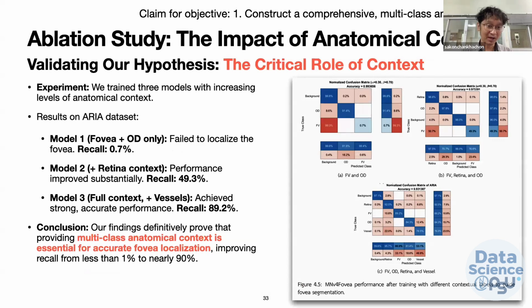To validate our hypothesis about the importance of anatomical context, we conduct an ablation study. We train 3 models with increasing levels of anatomical information. The first model, trained only on the fovea and optic disc, completely failed to localize the fovea. When we added the retina as a contextual clue, performance improved dramatically. Finally, with the full context, including the vessels, the model achieves strong and accurate performance. This definitively proves that providing multi-class anatomical context is essential for accurate fovea localization, improving recall from less than 1% to nearly 90%.